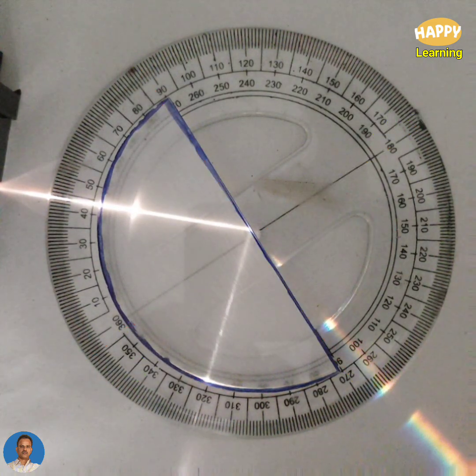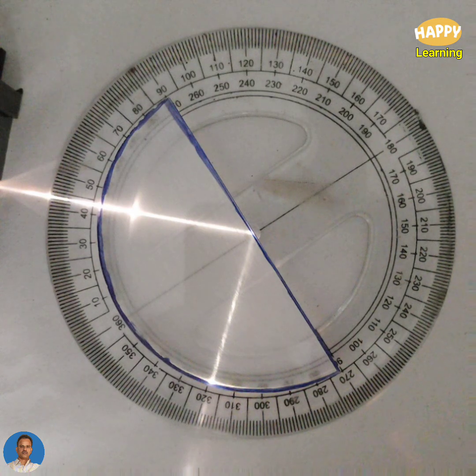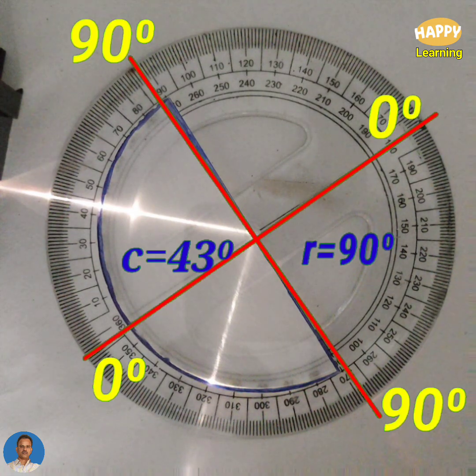Slowly change the angle of incidence. At angle of incidence C equal to 43 degrees, the angle of refraction will be 90 degrees. That means the light ray grazes the medium.